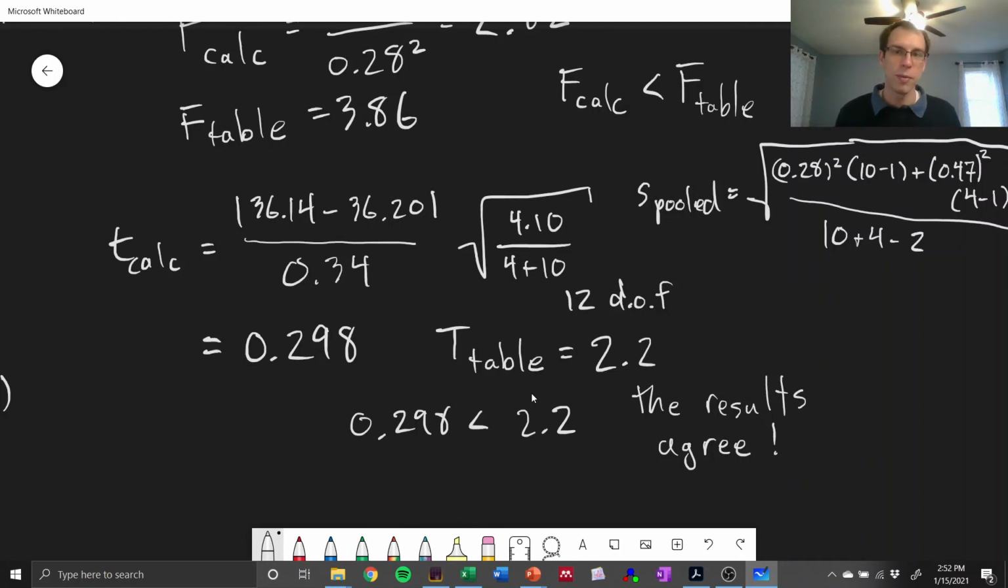In class we'll go over an example using the other case, where F-calc is greater than F-table. And also on your homework, you'll get a chance to practice with that as well.